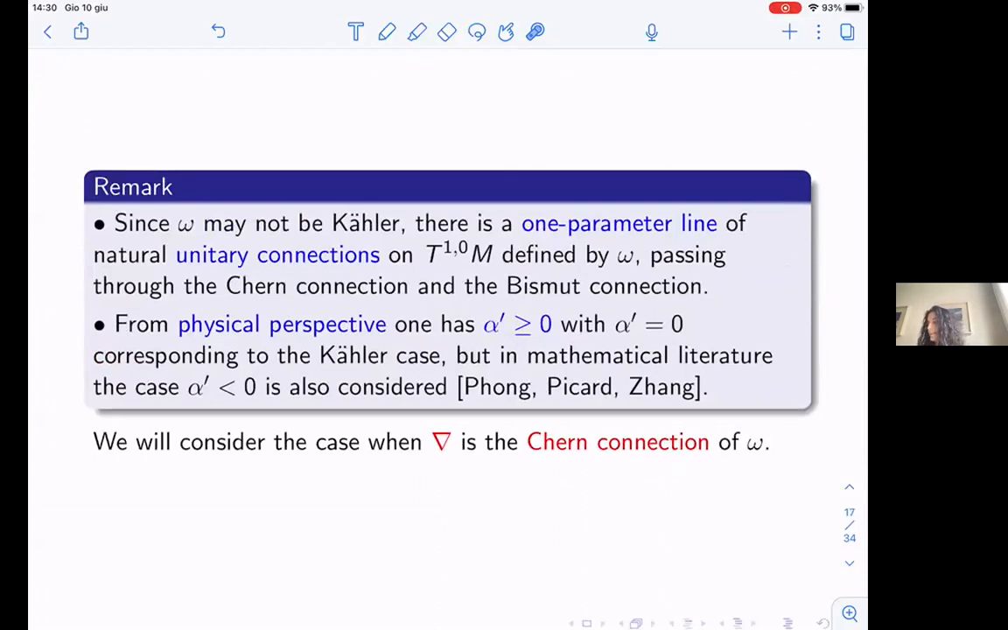equation. In the rest of the talk, I will essentially consider the case that the nabla is a Chern connection. From a physical point of view, this is not, in fact, the right connection. This is, let's say, nabla equal to the Chern connection, the choice of connection that Fu and Yau chose for constructing the first non-Kähler solution of the Hull-Strominger system. From the physics point of view, the constant alpha prime is only positive, okay? But in the mathematical literature, you can also find the case when alpha prime is non-zero, in a paper by Fong, Picard, and so on.